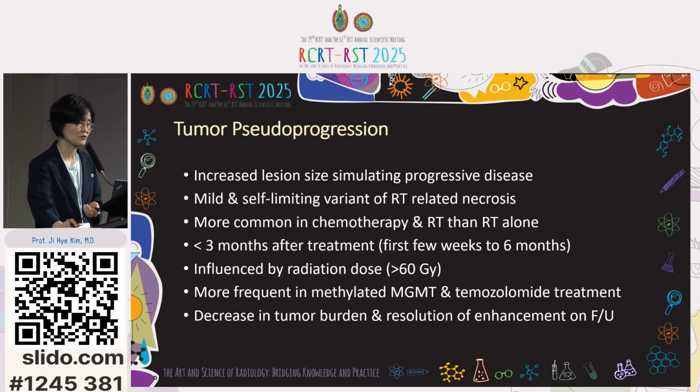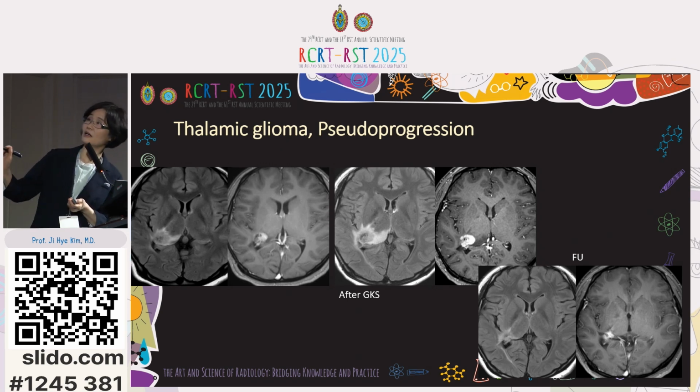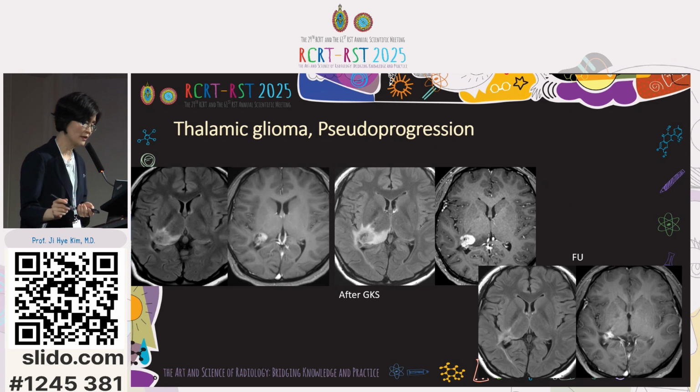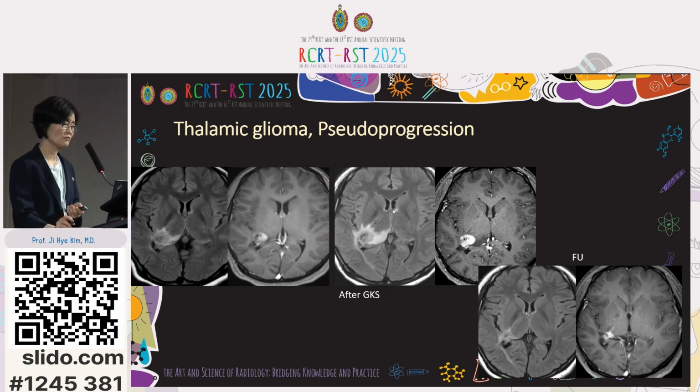It depends on the radiation dose, and is most frequently seen in patients with a methylated MGMT gene, especially who underwent temozolomide treatment. Eventually, in pseudoprogression, the decreased tumor size and the resolution of the enhancement can be seen. This is a representative case. We can see this thalamic glioma, and after irradiation, we can see the increased extent of the T2 hyperintensity and the increased enhancement. But on follow-up, the tumor size decreased with the decreased enhancement. So this is a pseudoprogression.